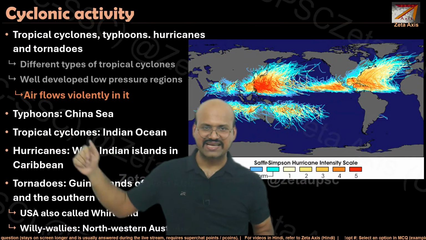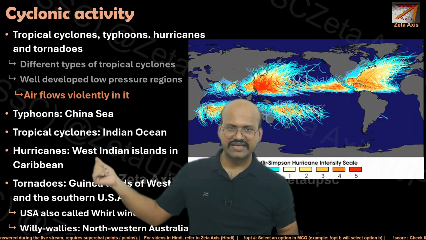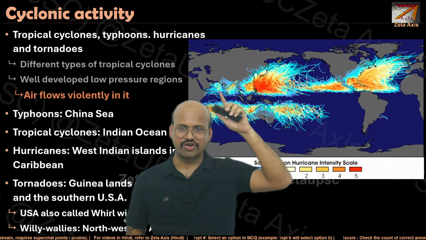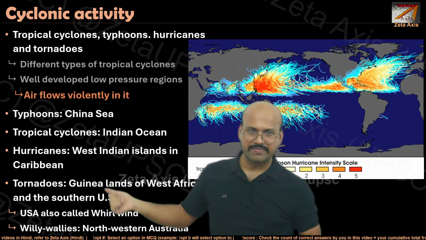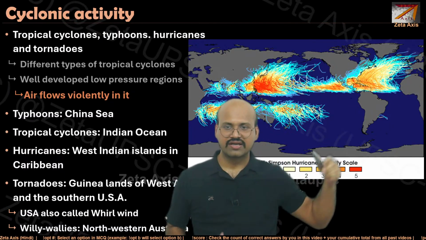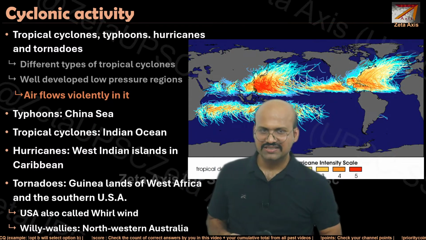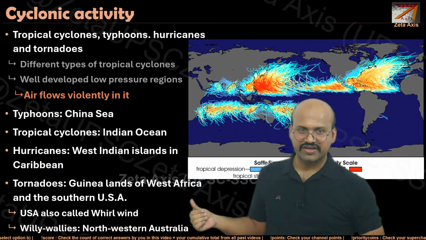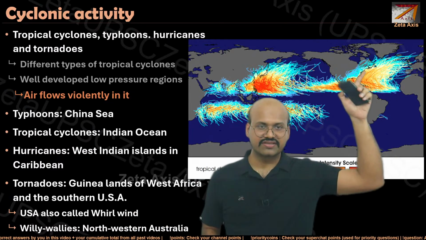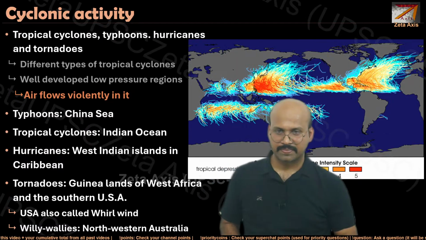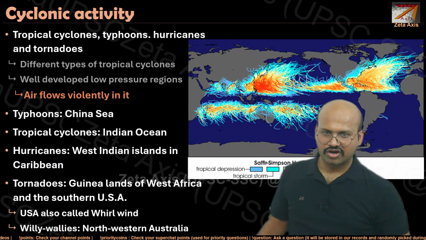Typhoons, they are called in China Sea, that is over here. So the tropical cyclones here are called typhoons. In the Indian Ocean, that is in our Indian Ocean, Arabian Sea and Bay of Bengal, they are called tropical cyclones. And in West Indian Islands, in Caribbean, that is over these regions, they are called hurricanes. Tornado is a different type of cyclonic activity, but it is mainly seen in the Guinea lands of West Africa, that is somewhere in these regions, as well as in the southern US, that is over here in the Mississippi region. In USA, the tornadoes are also called whirlwind, while it is called willy-willies in northwestern Australia.